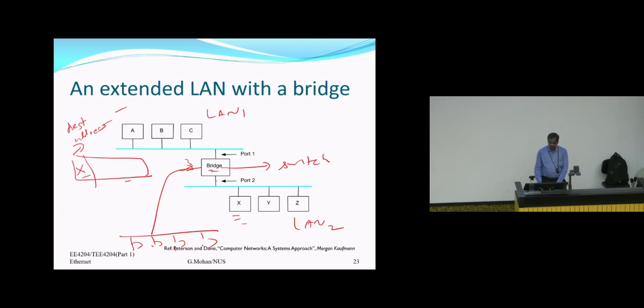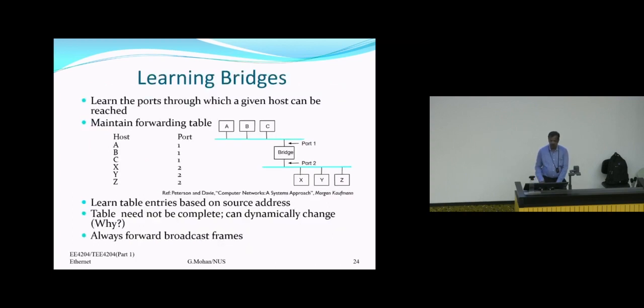So how does the switch know that the frame can be forwarded through port number 2, or that X is located at port number 2? That is based on the forwarding table, which it has already built or which it will be building dynamically. This is the forwarding table the bridge or switch maintains, which has 2 columns, host and port. And what it says is A, B, C are located on the side of port number 1.